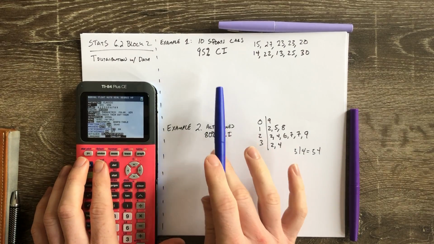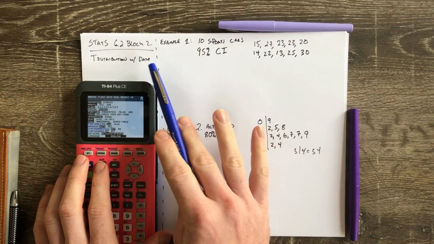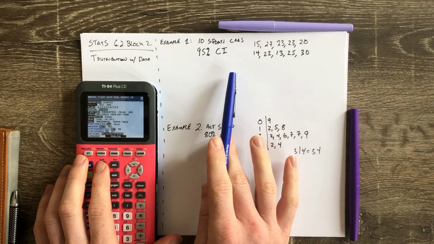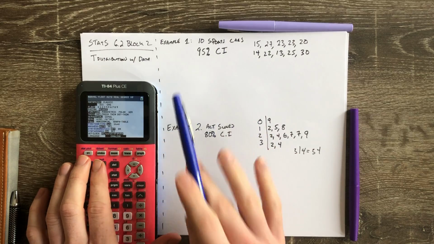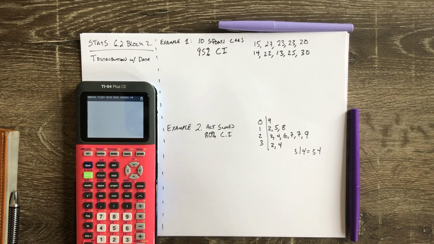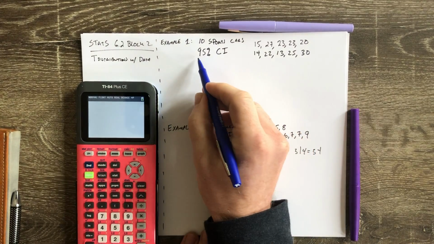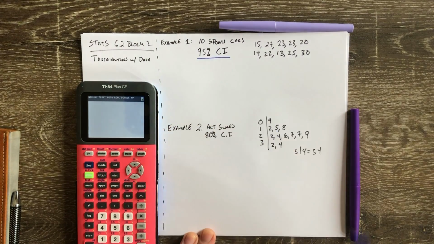So what we're going to do today is, instead of giving you the mean, the standard deviation, all that good stuff, we're actually going to give you the data and you have to enter it into the calculator. It's actually easier. So first thing, we got 10 sports cars. We're looking at a 95% confidence interval.